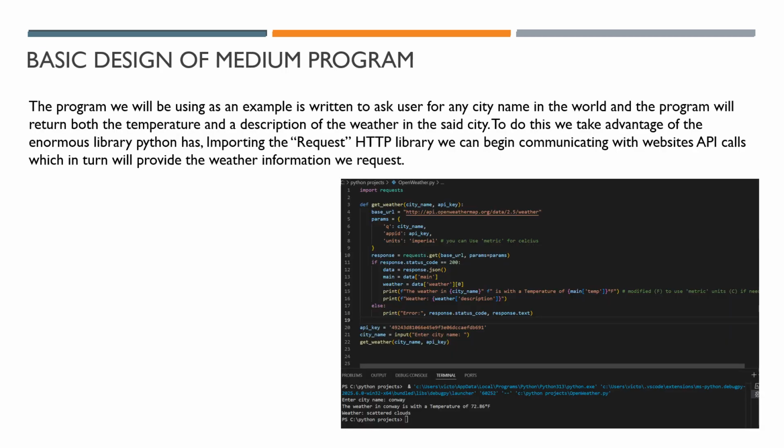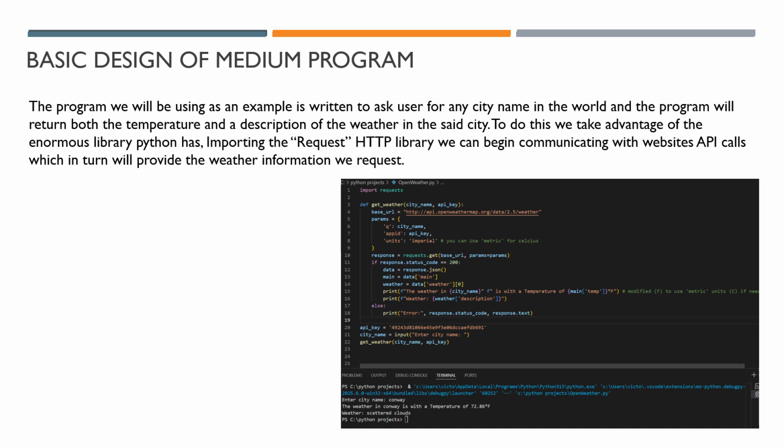Next, we're going to be talking about the basic design. This is going to cover how this program was designed. So basically, this is a weather app that I made in Python. It's an app that uses some of Python's libraries, like the requests library, to interact with information on the internet, and then send us back basically the request that we asked from the internet.